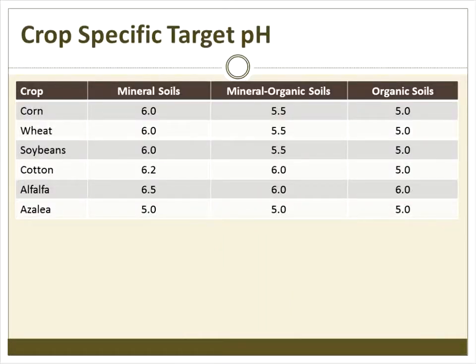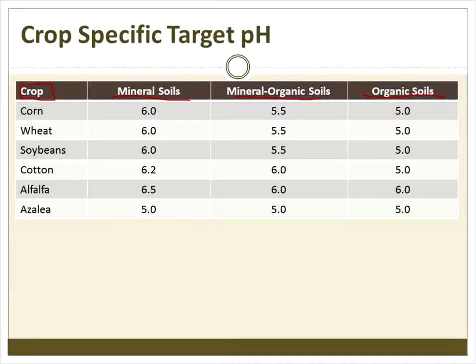So our crop-specific target pH, and so what you'll see is that we had three pieces of our puzzle, right? We had what was our measured pH, what is our targeted crop, and then what is our organic matter. And what this table outlines here is, here's our targeted crop, and here are our different organic matter statuses, if you will. Our mineral soil versus our mineral organic versus our organic.